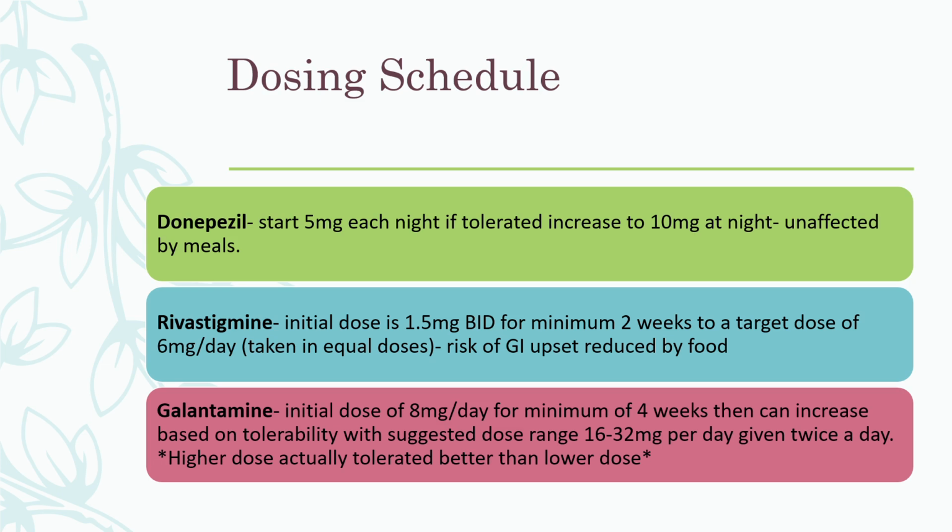Galantamine, initial dose of 8 milligrams per day, for a minimum of 4 weeks, then can increase based on their tolerability, with a suggested dose range of 16 to 32 milligrams given in twice daily dosing. And this was interesting to me: the higher dose is actually tolerated better than the lower dose. So once you've worked your way up, the higher doses don't seem to be nearly as much to get used to as the lower dosing.